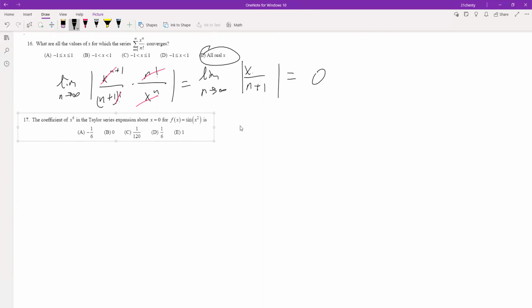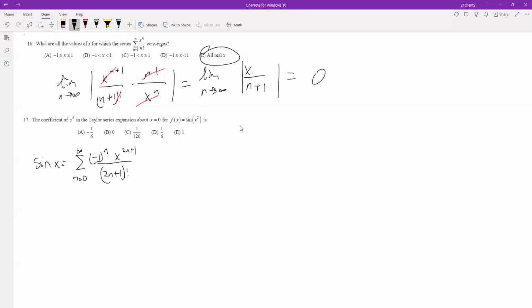Since it's the Taylor series about x equals 0, it's just the Maclaurin series, which is something we have memorized, or we should have memorized. I would highly recommend memorizing it because it makes things so much easier. Basically, sine of x is the sum of x to the 2n plus 1 over 2n plus 1 factorial.